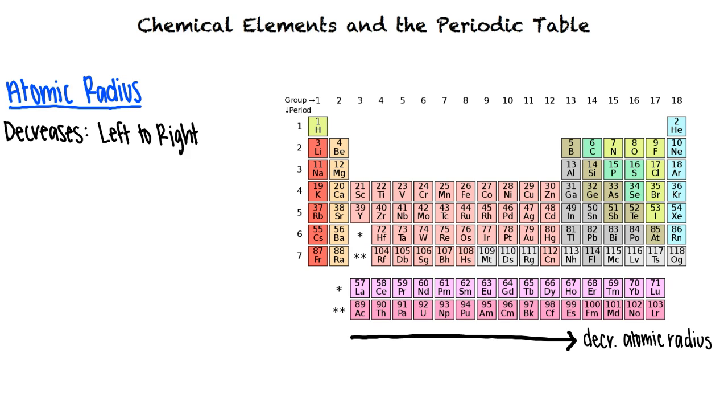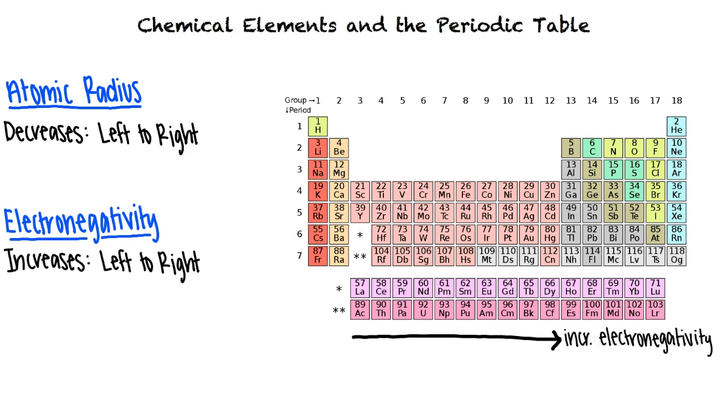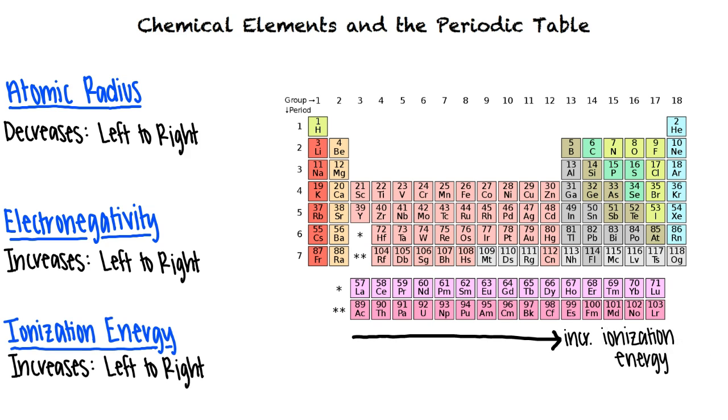Due to this increasing pull of electrons toward the nucleus, electronegativity increases across a period. Similarly, ionization energy increases across a period because if an electron is pulled more closely to the nucleus, more energy is required to remove it. Okay, so if those are the trends based on the periods, what do the groups tell us?